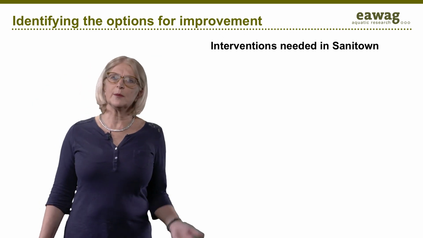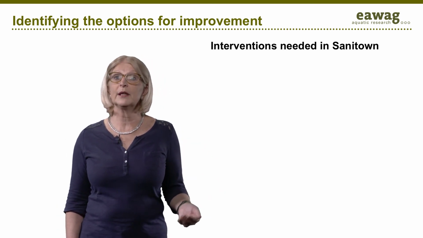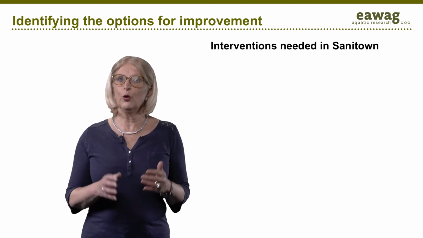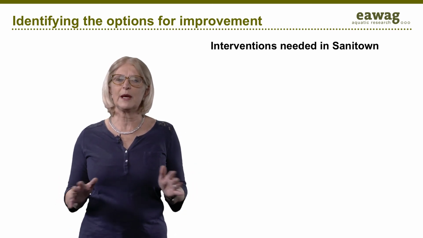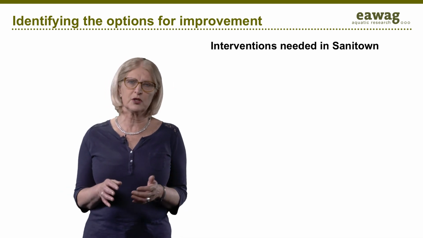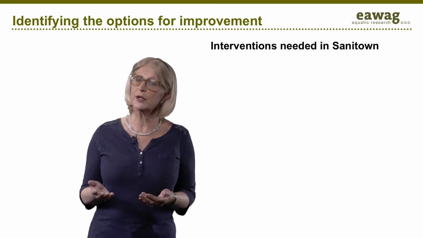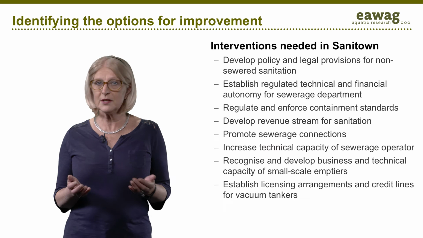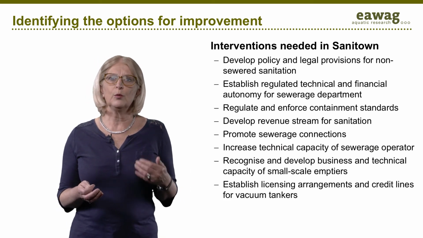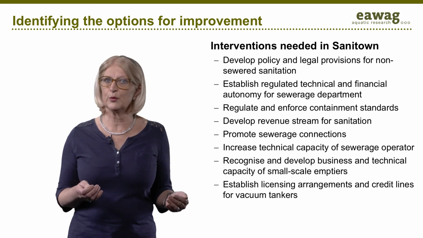Sanitown illustrates some typical ways that sanitation services need an improved, enabling environment. Each situation is unique, but there'll always be a need to improve aspects of the enabling environment to deliver sustainable and inclusive sanitation. Some commonly needed interventions, which are also relevant to Sanitown, are listed here. Each of them is discussed in turn, looking at what you, as a consultant, would need to do and who your main partners would be.